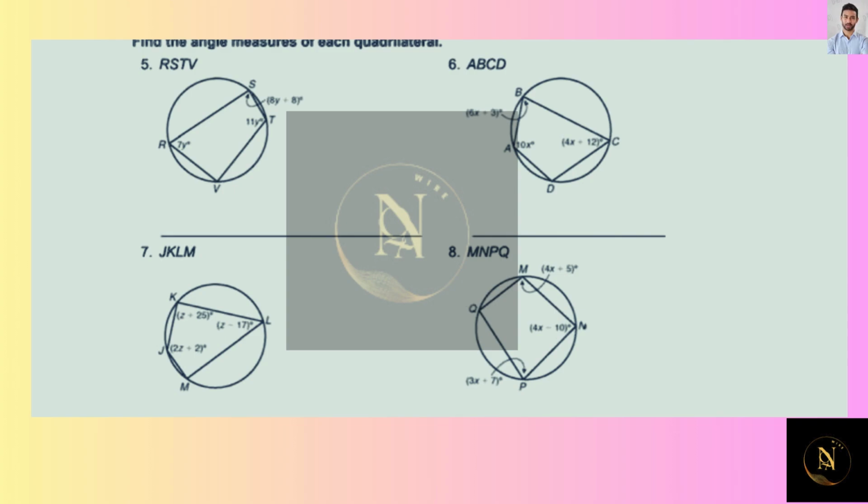So you can take opposite angles, like 11y and 7y are opposites, and you can say 11y equals 7y. That's not true. Gosh, I lost my train of thought. Opposites are supplementary. Supplementary means they add to equal 180. There we go. So we get 18y equals 180, so y would be equal to 10.